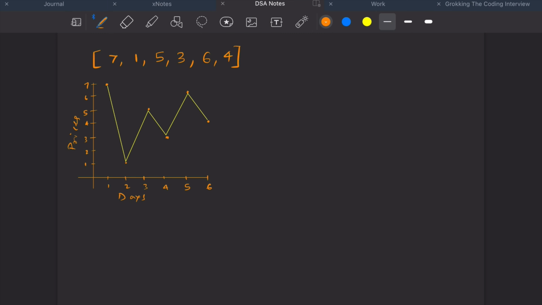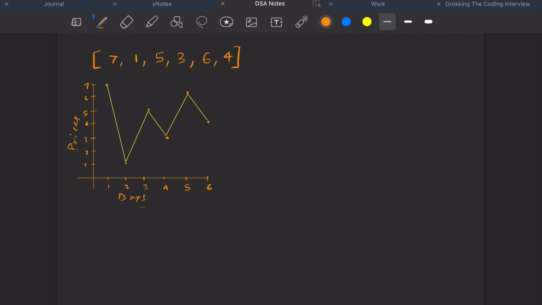Okay, so this is our input array, and I took the liberty to plot it out on an XY axis. The X represents the day, the Y represents prices. As you can see, we need to find peaks and valleys in the given graph. We need to find the largest peak following the smallest valley.